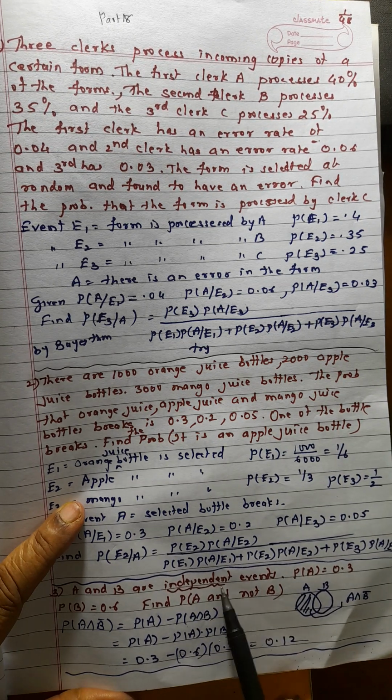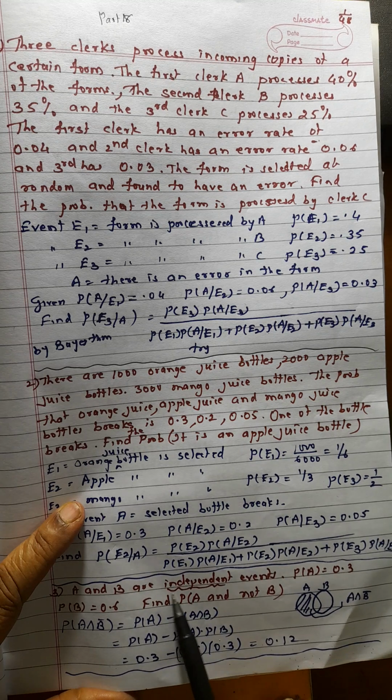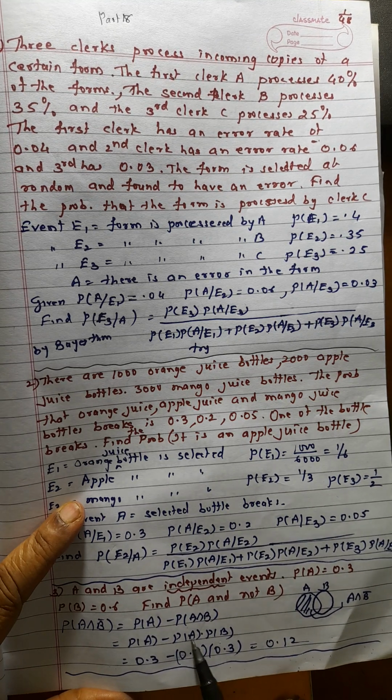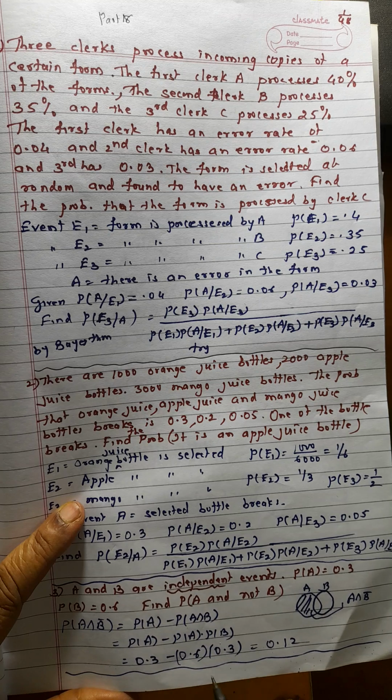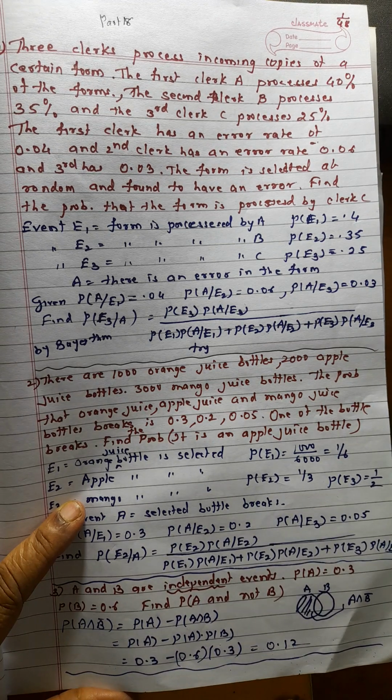But these are independent events. It is given. Underline this. This is important. Read carefully. So this is P(A) into P(B). So we know all the values. Substitute. You will get this answer.